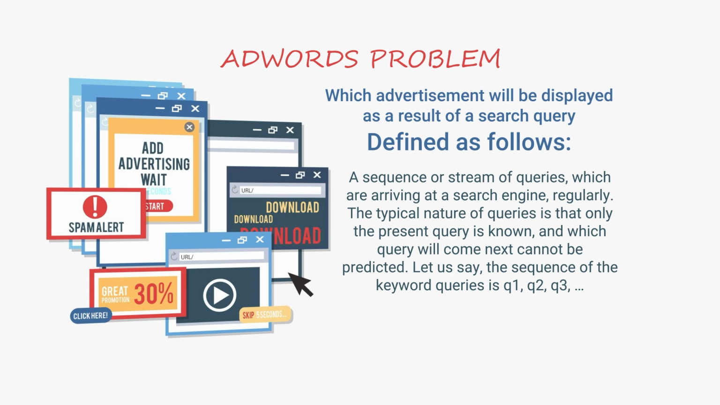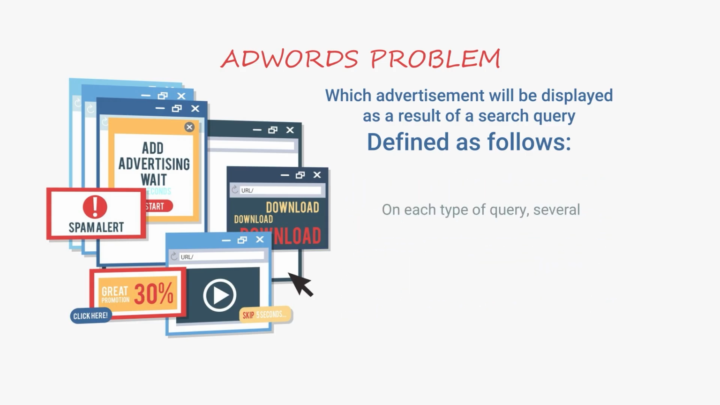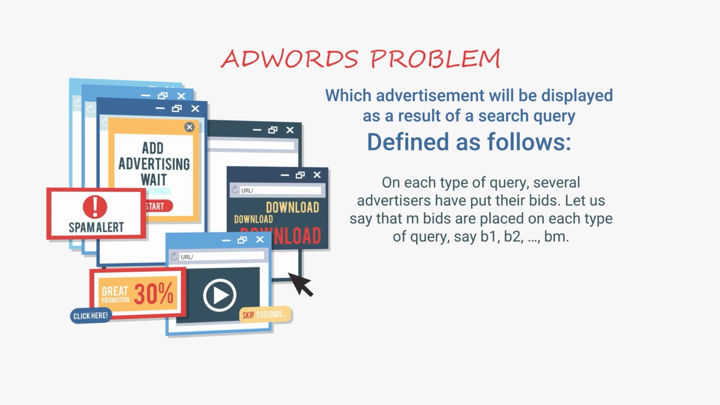Let us say the sequence of the query keywords or the query terms is Q1, Q2, Q3 and so on. Now on each type of query, several advertisers have put their bids. Let us say that M bids are placed on each type of query, say B1, B2, and for the mth advertiser the bid is BM. B1 is the bid from the first bidder, B2 is the bid from the second bidder, and so on, from the mth bidder the bid is BM.